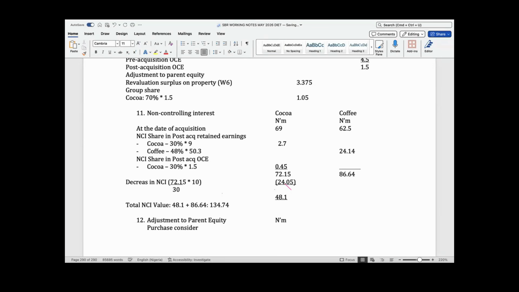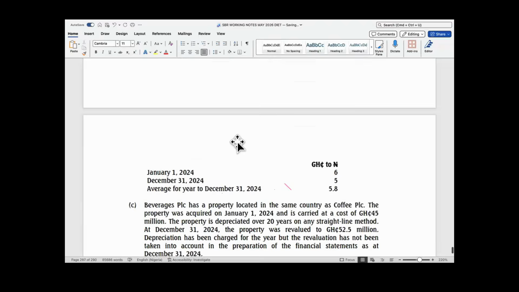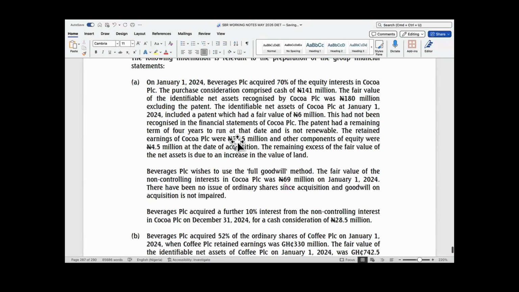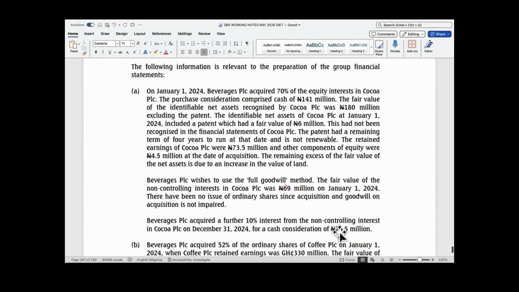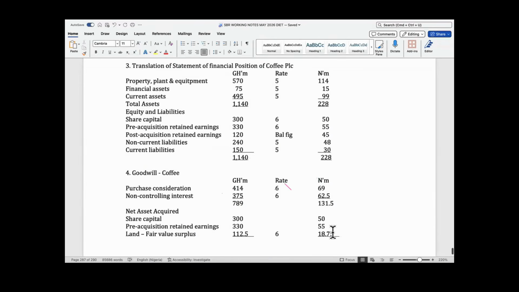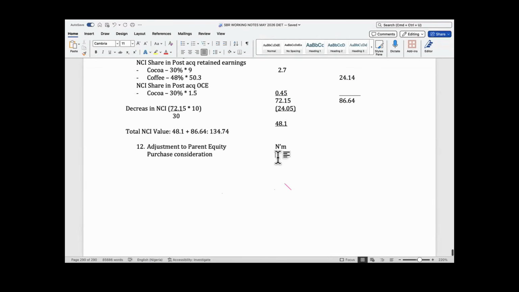How much was the purchase consideration? How much did he pay for that? From the statement of financial position, for the 10%, he paid 28.5. Paid 28.5. Then the decrease in NCI from workings 11 is 24.05. So compare the two. What's the difference?